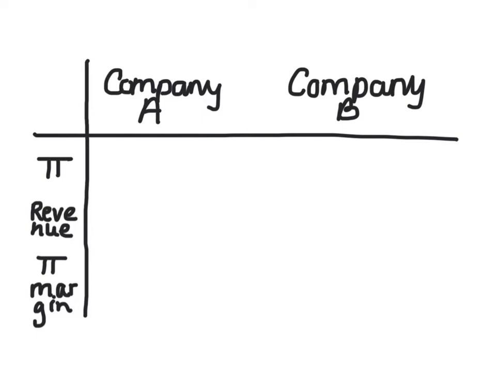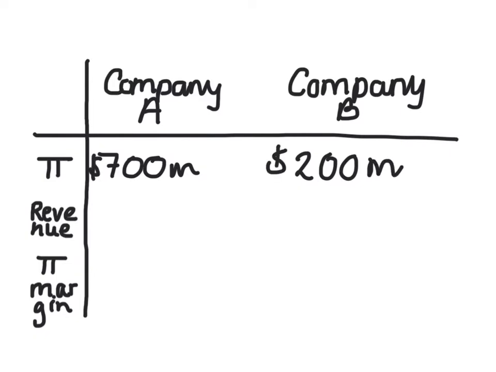For example, let's say that Company A took in 700 million in profits last year, whereas Company B, their competitor, took in 200 million in profits last year. Okay. But this doesn't actually give you a great idea of how the companies are performing relative to each other, because maybe Company A is actually earning 10 billion in revenue, while Company B is earning 500 million in revenue. So this paints a more complete picture, knowing this information.